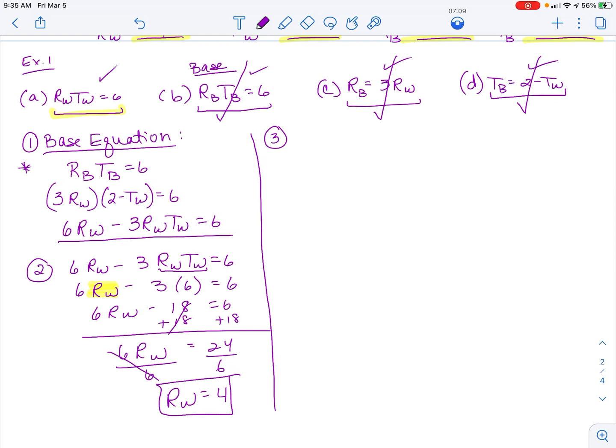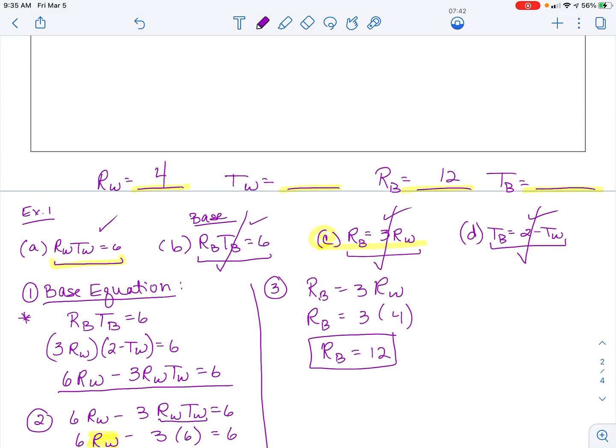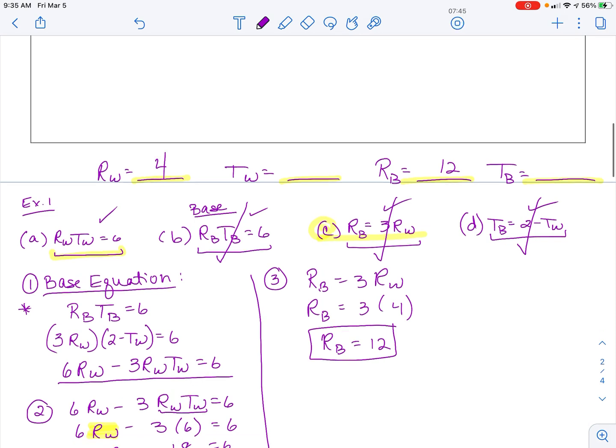So if I have RW, I'm going to look back up here in A, B, C, and D and see where can I use RW to solve for another variable. Well, I'm going to look here at C. Look at C. RB equals 3 times RW. I'm going to write that down here, because if I can fill in RW, it would be 4, right? And now I'm going to have one variable to solve for. We can figure out RB is equal to 12. So we were successful in figuring that out. RB is 12. We'll write that in right up here.